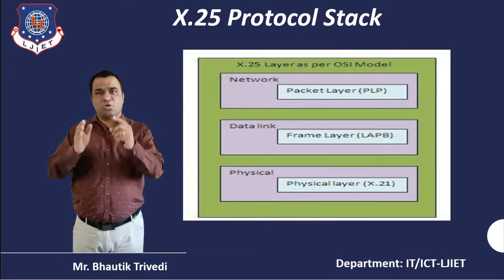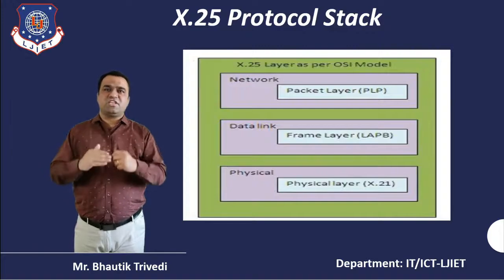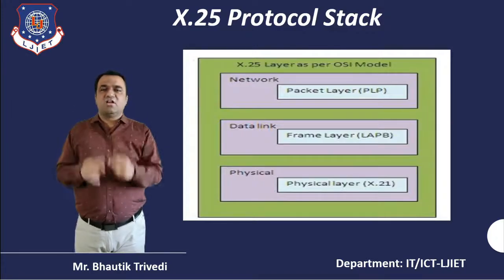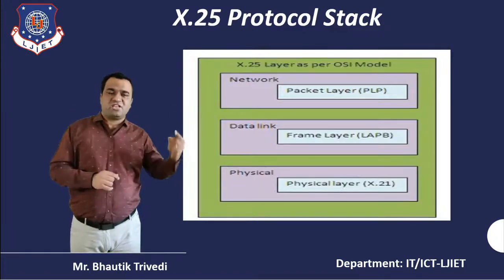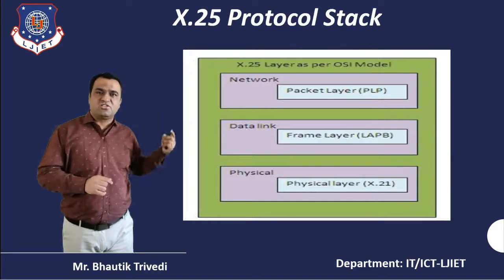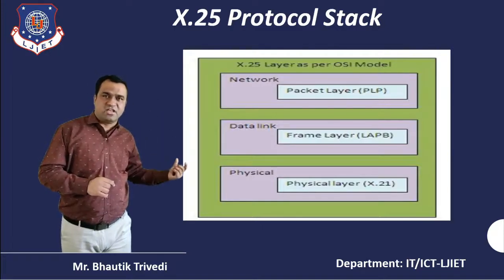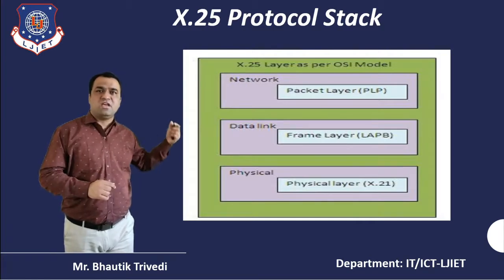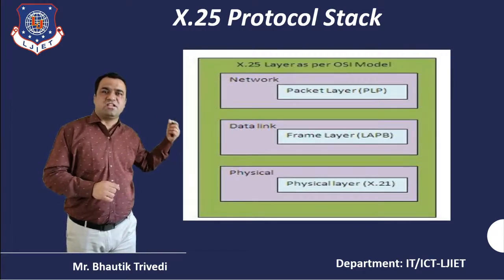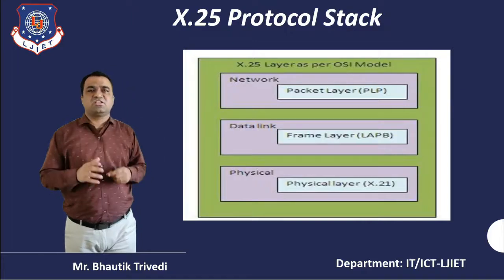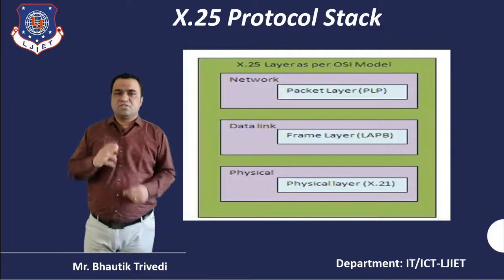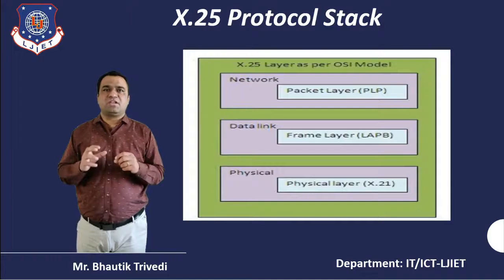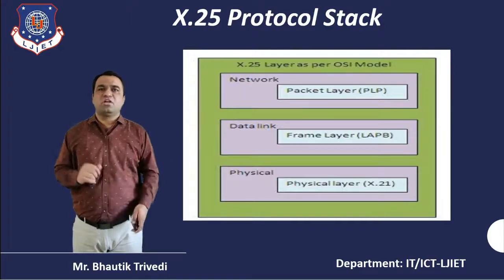If you consider the OSI model, that is physical, data link and network. But if you consider the X25 protocol stack, it can be considered as the physical layer, X21; second, the frame layer, that is LAPB; and third, the network layer, that is the packet layer, the PLP. So this is the concept regarding the X25 protocol stack.